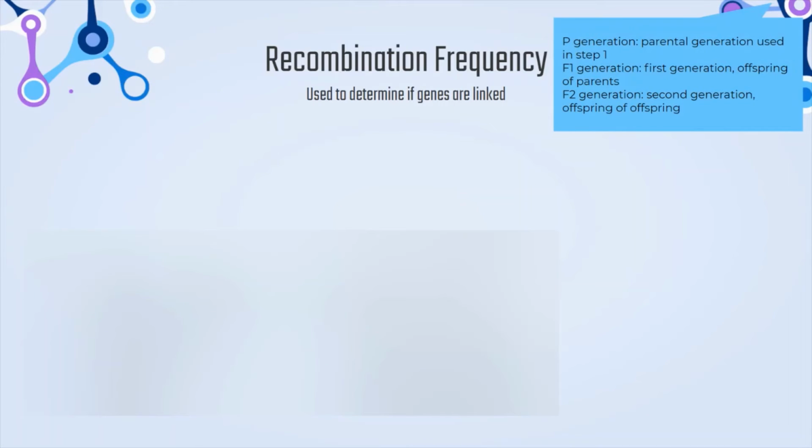So here is some basic terminology. The P generation is the parental generation, and it will be used in step 1 when we go over it. The F1 generation is the first generation and is the offspring of the parents. And the F2 generation is the second generation, or the offspring of the offspring.